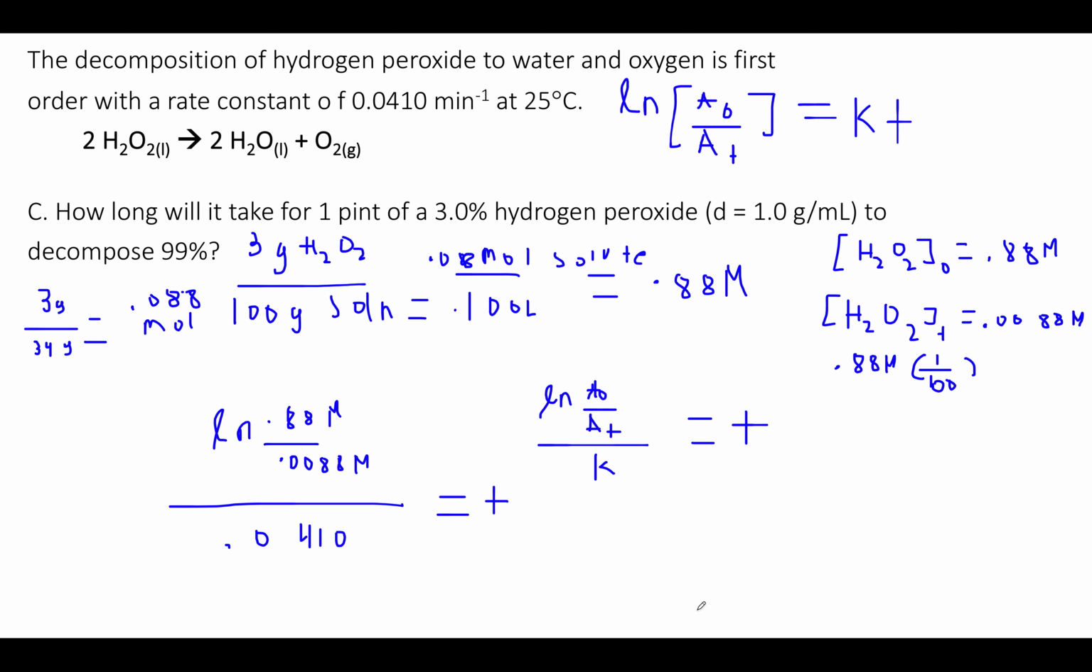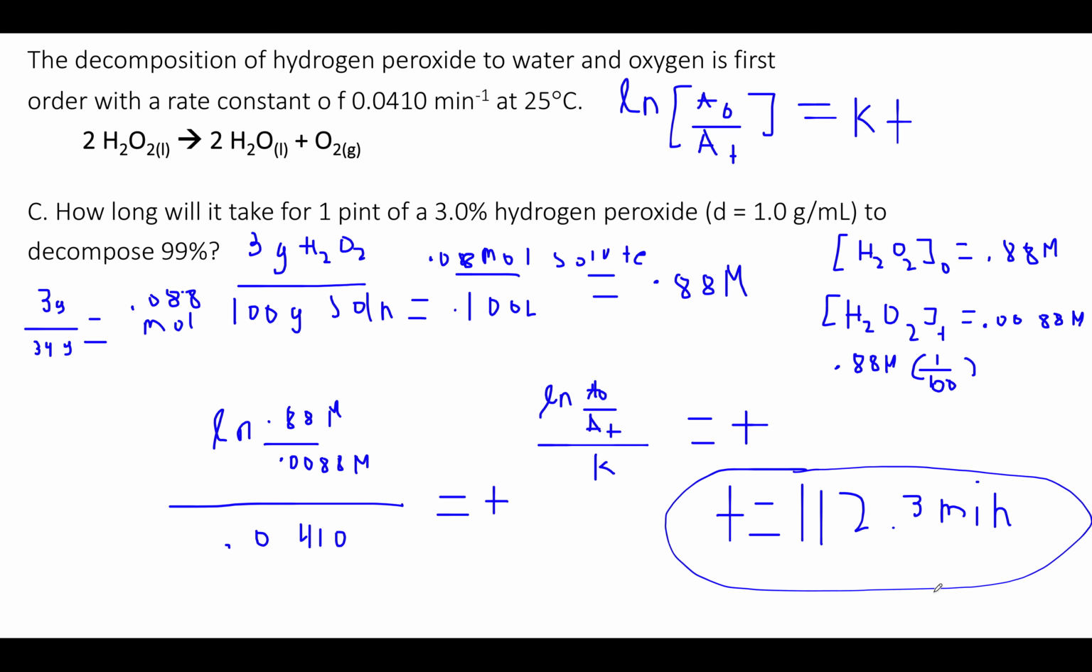So the natural log of 0.88 divided by 0.0088, divided by 0.041, that means that t will equal 112.3 minutes. And that's the final answer.